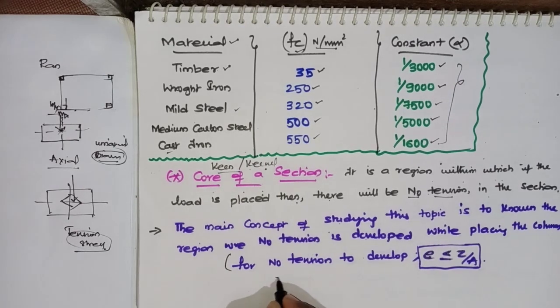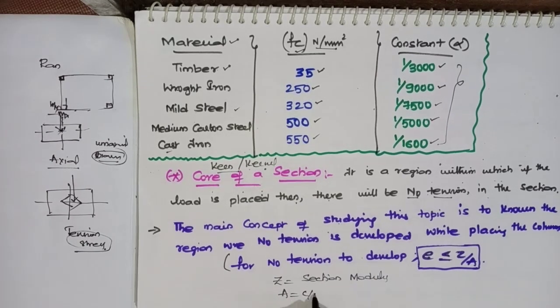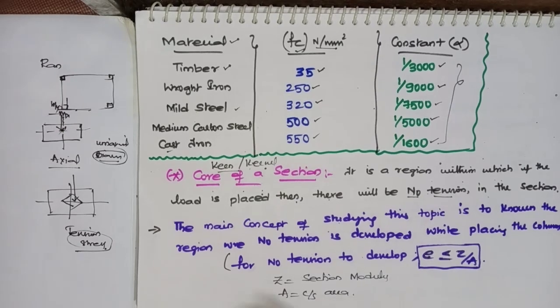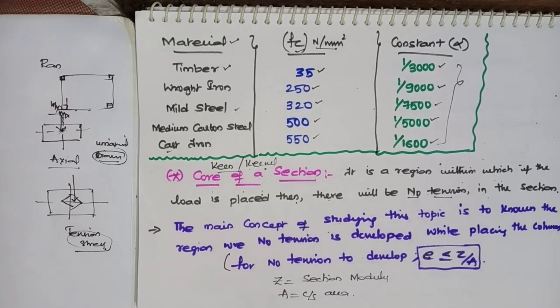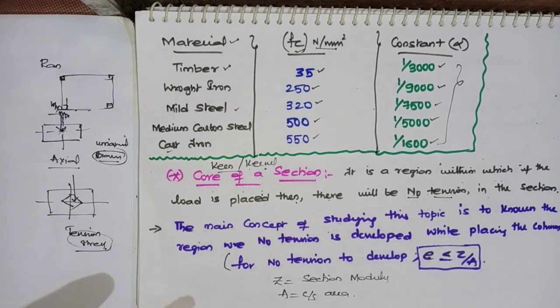Now what is this Z? Section modulus, and A is nothing but the cross-sectional area. This is regarding the core, and the definition of core or kernel. Now we'll see some examples on this.